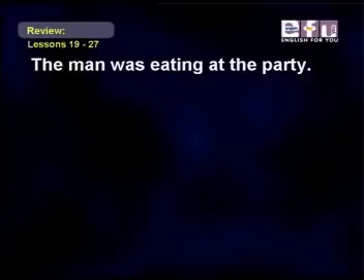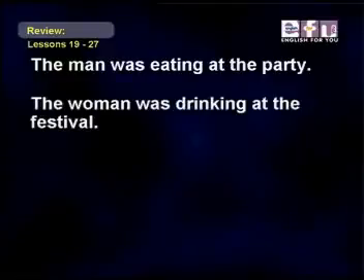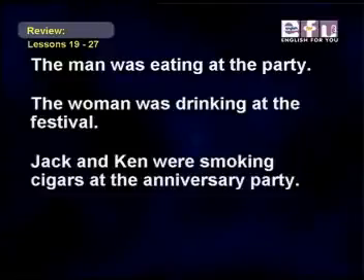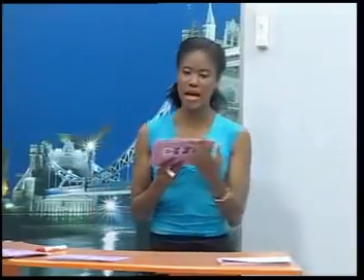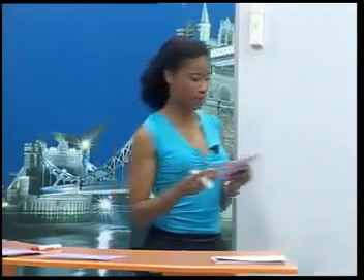Now let's finish today's lesson with a review of past continuous. Let's look at these examples. The man was eating at the party. The woman was drinking at the festival. Jack and Ken were smoking cigars at the anniversary party. The doctor wasn't talking to the nurse at the office party. So the past continuous expresses an activity that was in progress at a certain point in the past or at the time of another action.